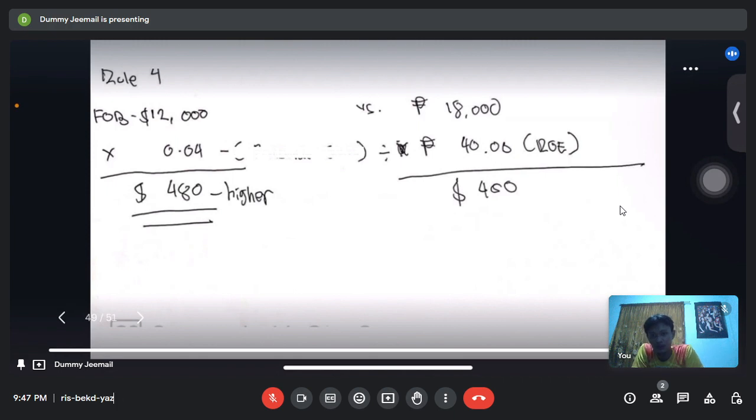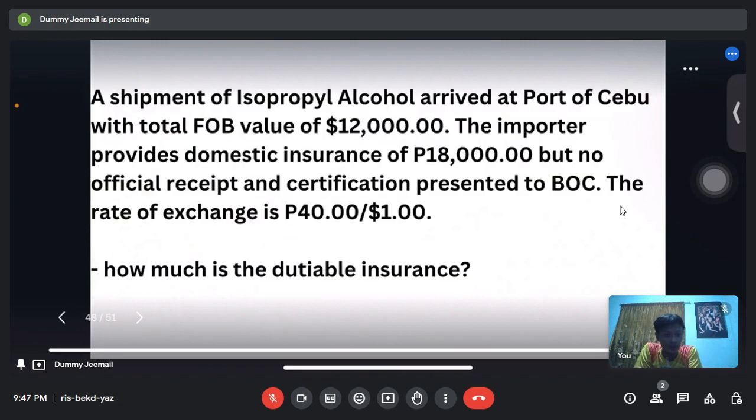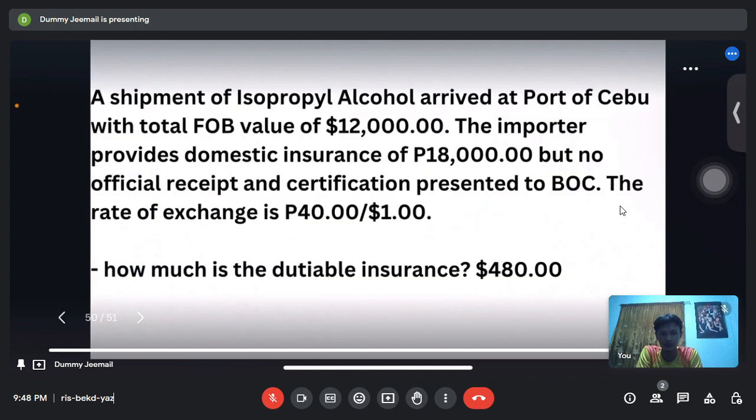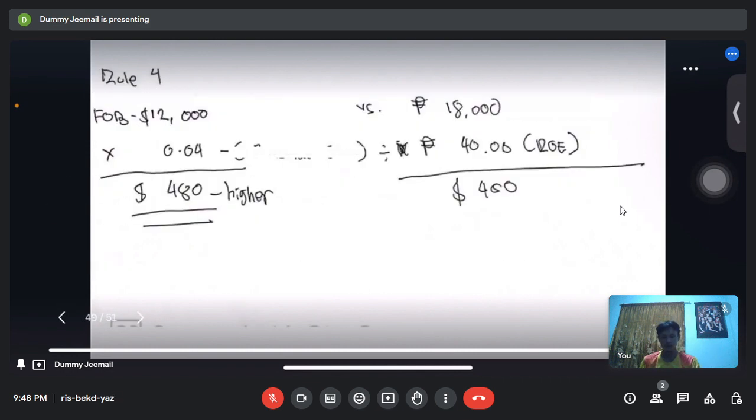FOB 12,000 times 0.04. Why 0.04? As I said earlier, dangerous goods, inflammable, alcohol is inflammable, so it falls under 4%. So 12,000 times 4% equals 480. Then the local or domestic insurance, 18,000 pesos divided by 40 per $1 as our ROE, we will get 450. So the 4% of the FOB is higher, so that is our dutiable insurance, 480. So insurance is very easy.